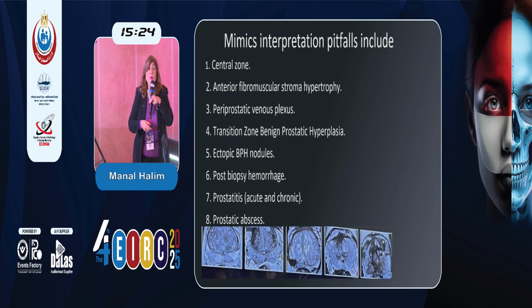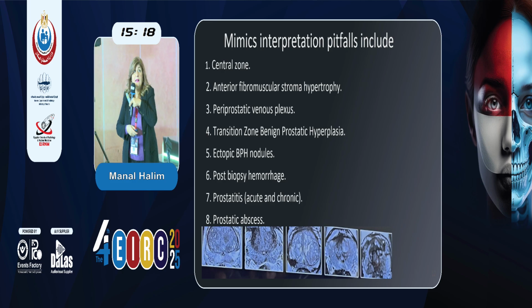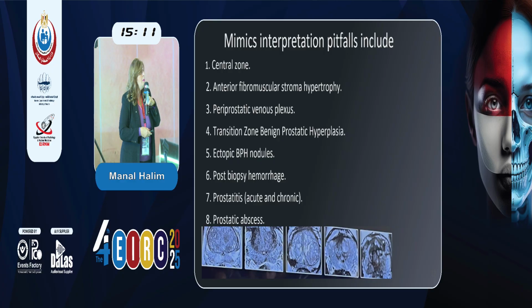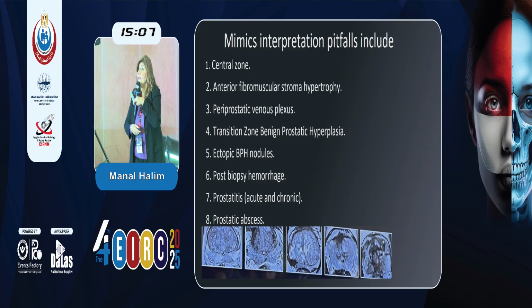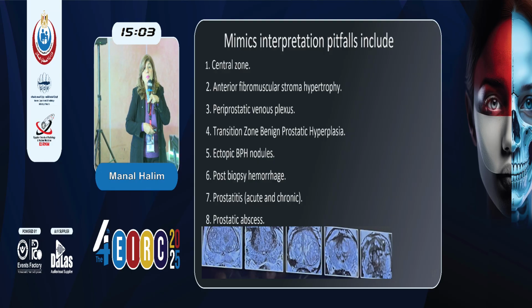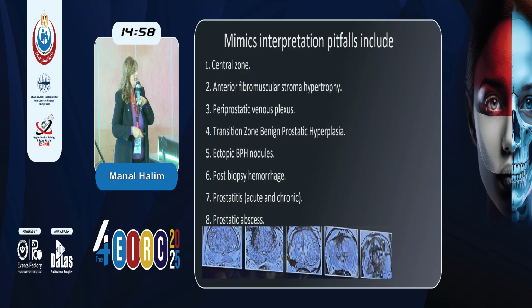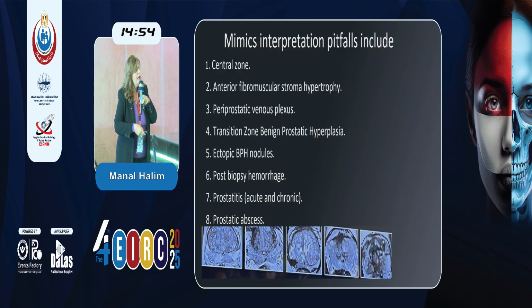The second pitfall is interpretation. A lot of mimics of interpretation pitfalls include some normal variants of the prostatic gland, like the central zone, anterior fibromuscular stroma, periprostatic venous plexus, and others related to BPH nodules, ectopic BPH nodules. Others, because the biopsy is taken before the MRI, post-biopsy hemorrhage, or the most important mimicker, prostatitis. All of these cases are of low signal intensity in T2, but this is prostatitis, and this is hemorrhage, and this is scarring, and these others.